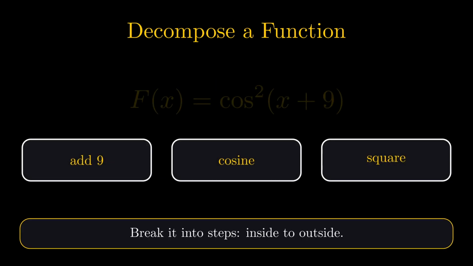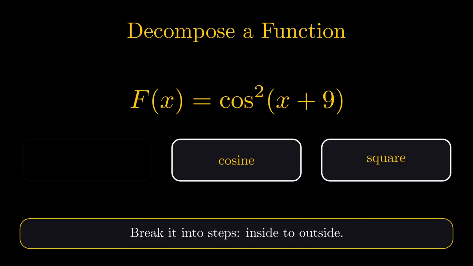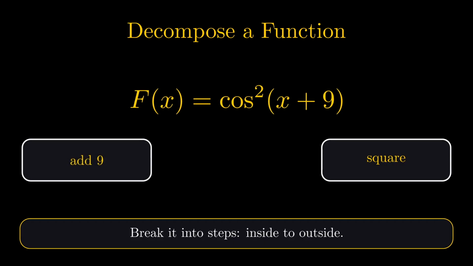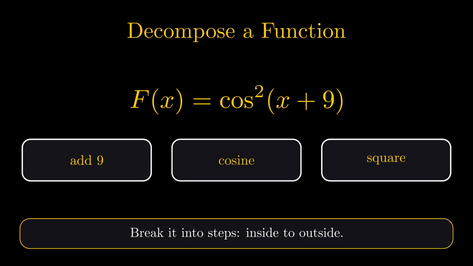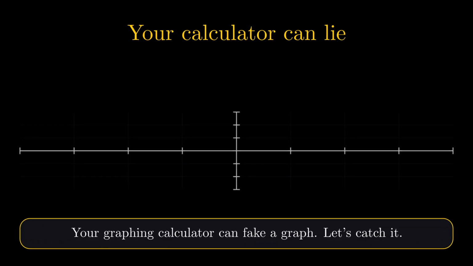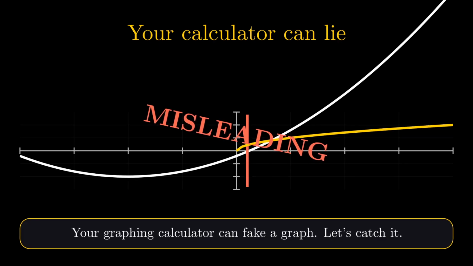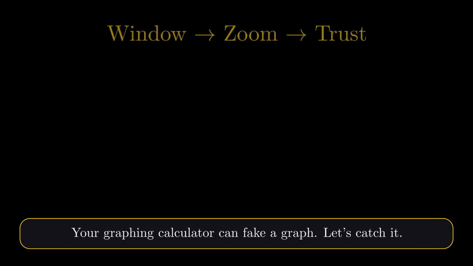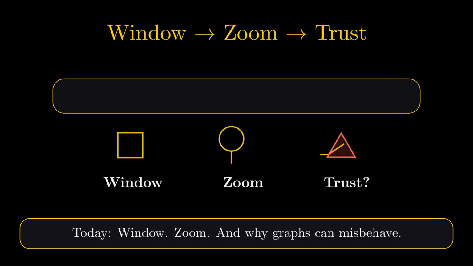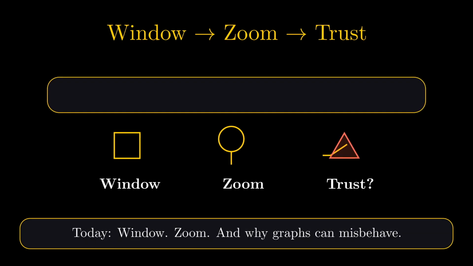To understand a complicated function, break it into steps from the inside out. Here, add 9, then cosine, then square. Your calculator can lie. A bad window or bad sampling can make it draw things that aren't real. Let's spot the warning signs and learn how to fix them. First we set a sensible window. Then we zoom to test what we see. And only then do we trust the picture.